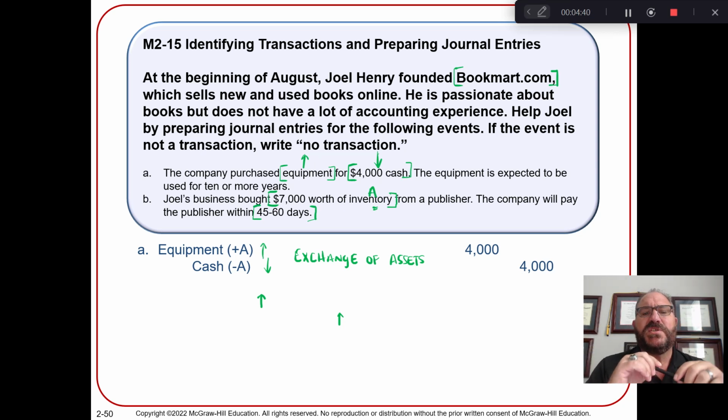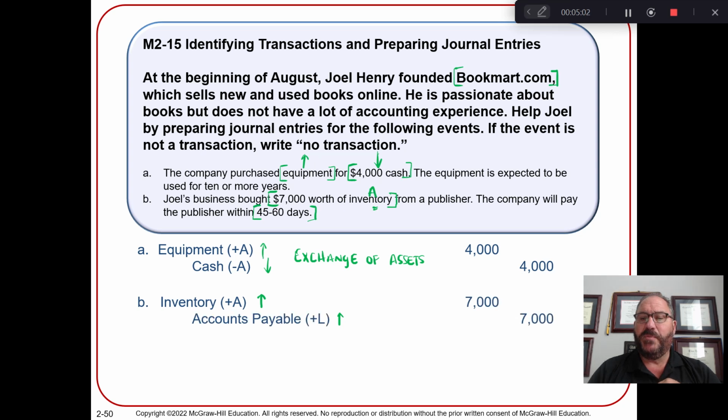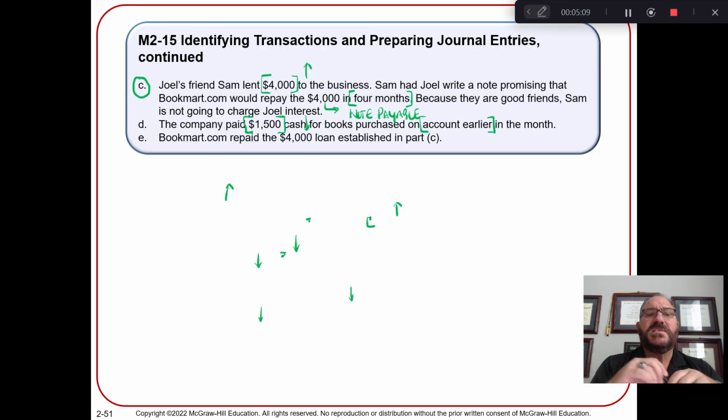Then it says they purchased $7,000 worth of inventory from a publisher. The company will pay within 45 to 60 days. So again, now they have some inventory. Inventory is an asset, but they haven't paid yet, so they're going to have an account payable. 45 to 60 days is not really long term, so it's just going to be an account payable. So inventory is an asset increasing, account payable liability increasing. Okay, cool. See, not too bad, right? All right. Next one says Joel's friend Sam lent $4,000 to the business.